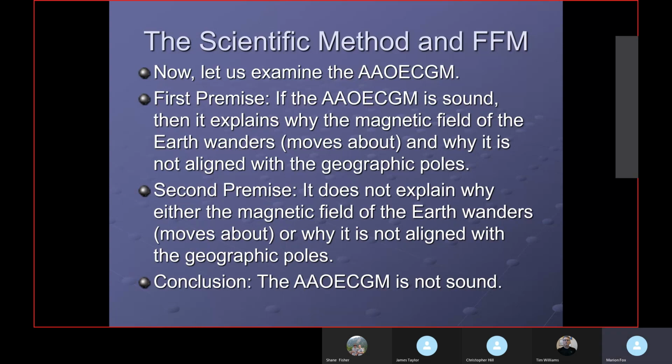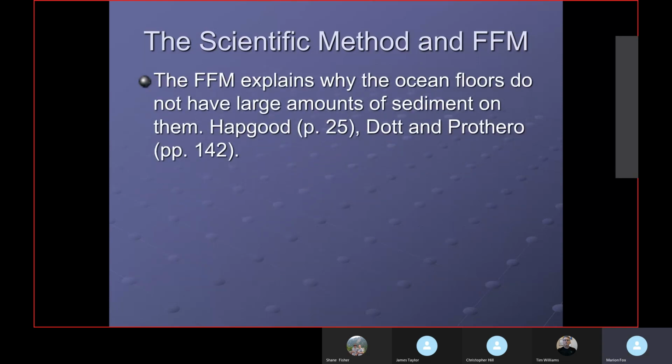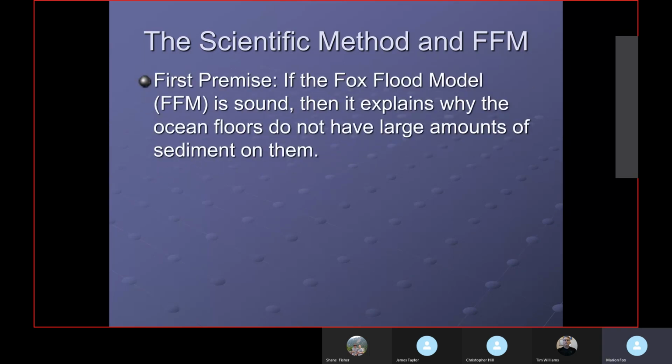And they need to tweak it or come up with some way with this model to explain this phenomena. They may be able to do that. I wouldn't rule that out, but I'm just saying they haven't done it so far. And there are some pretty good minds working on it. The flood model explains why the ocean floors do not have large amounts of sediment on them. Hapgood, page 25, talks about it. Dodd and Prothero do too. Both were surprised when they drilled into the ocean floors and found out they didn't have a lot of sediment.